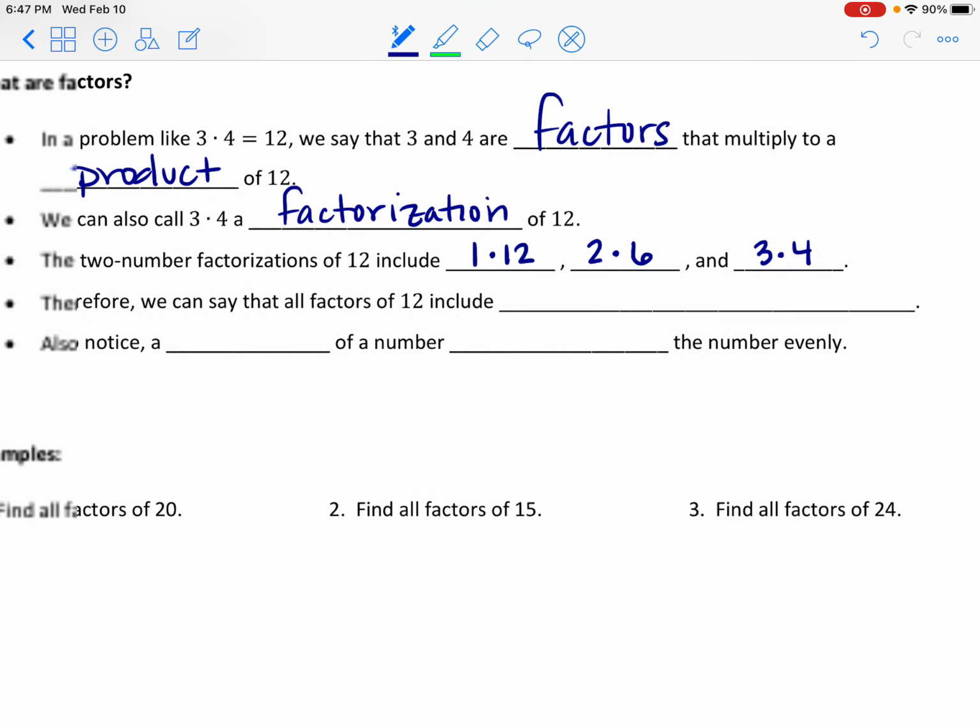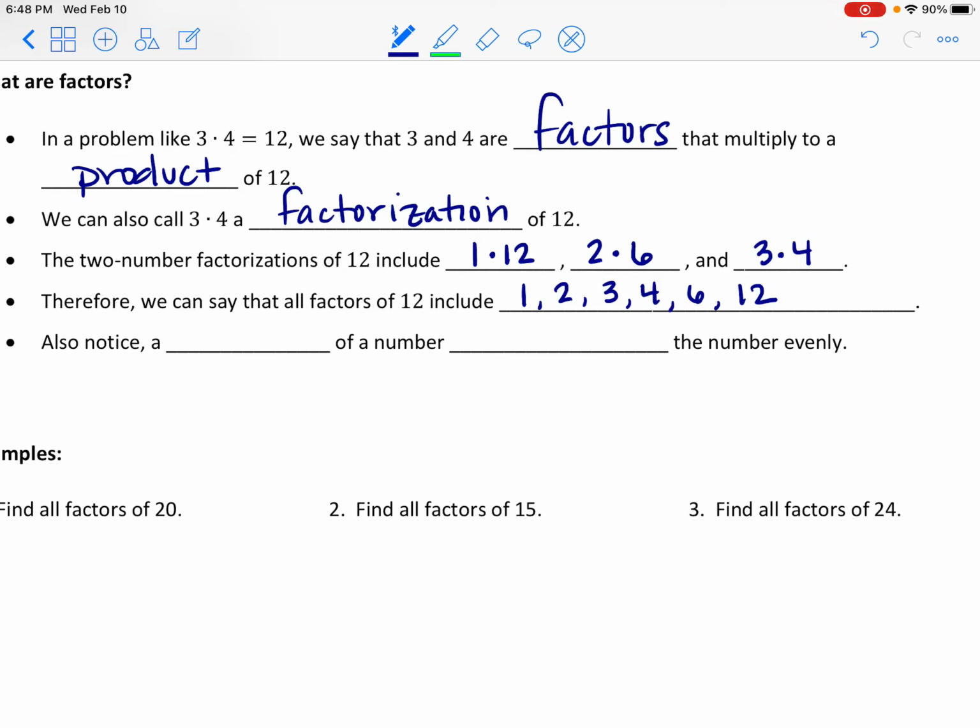Okay? Now, because those are the only three existing two-number factorizations of 12, there aren't any other whole numbers that we can multiply to make 12, we can say that all of the factors of 12 are on that list. So all of the factors of 12 would include 1 and 2 and 3 and 4 and 6 and 12. So those are all of the numbers that we would include on the list of factors of 12, and what you'll notice is that each of those numbers divides evenly into 12.